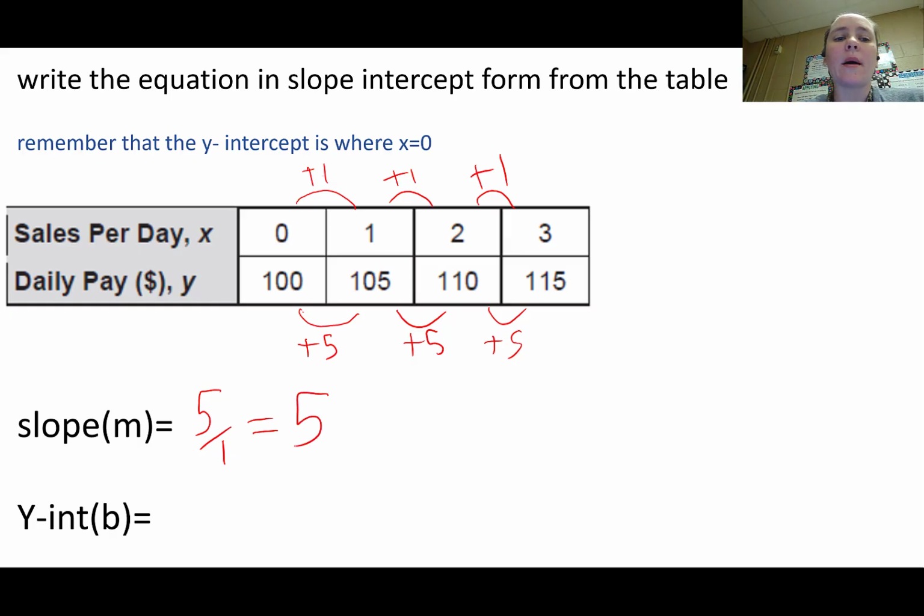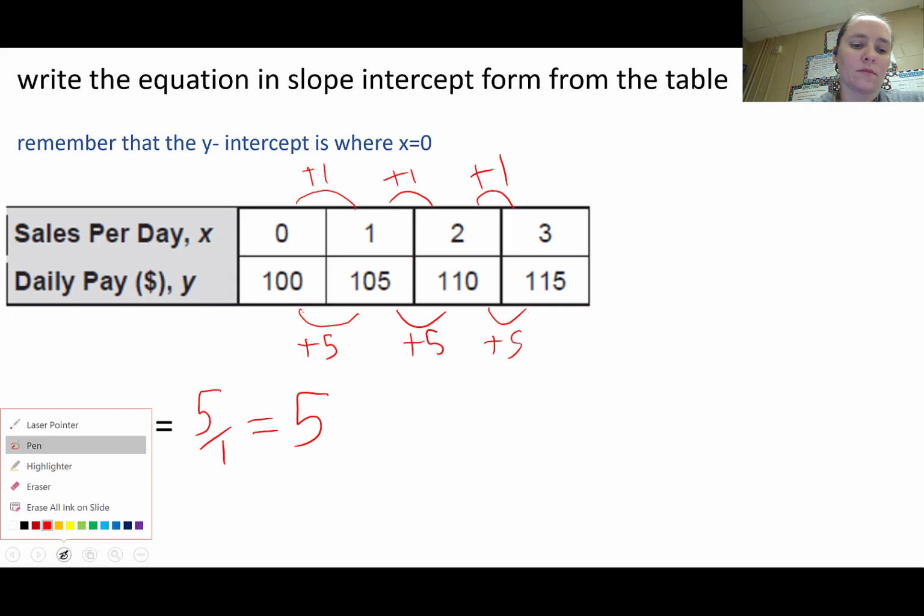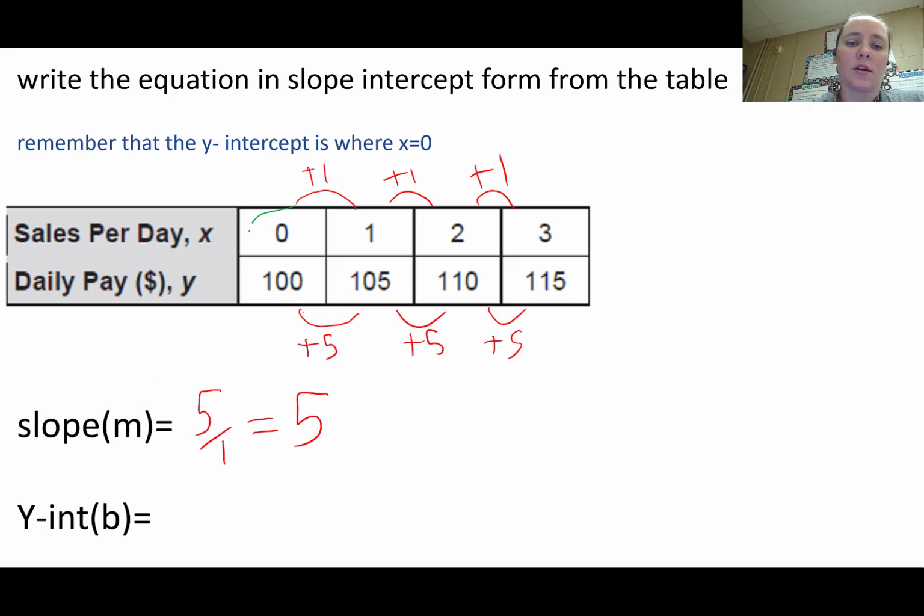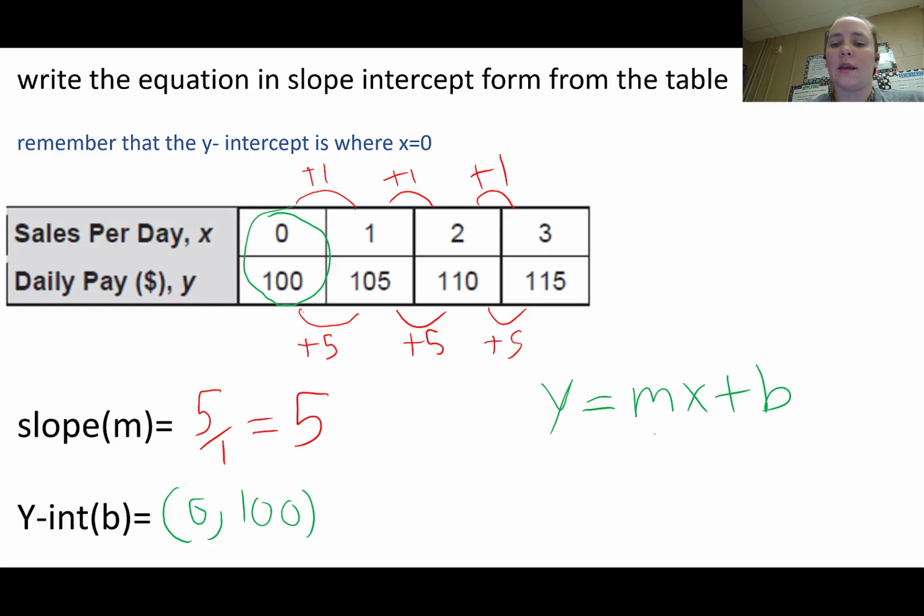Now the y-intercept. Remember, the y-intercept is where x is equal to 0. So on my table, do I have x equal to 0? I do. That is right here. So what is the y value that goes with it? Well, 100. So my y-intercept is the point 0, 100. Now I have all my information to plug into slope-intercept form. My m is 5, so we get y equals 5x plus 100.